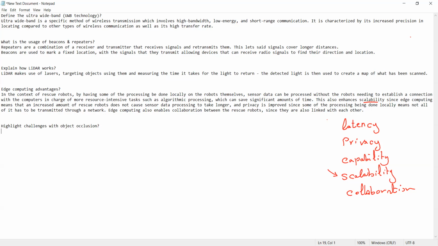And of course the collaboration, like what you mentioned: they are able to communicate the local maps, sensor readings, and more between the different robots. And because they have edge computing, they are able to process the data that's also sent to them from other robots.